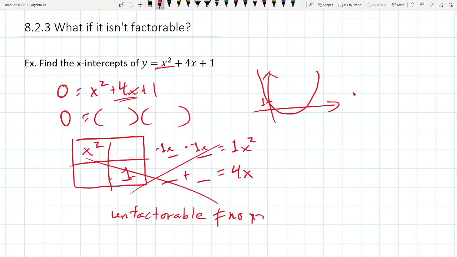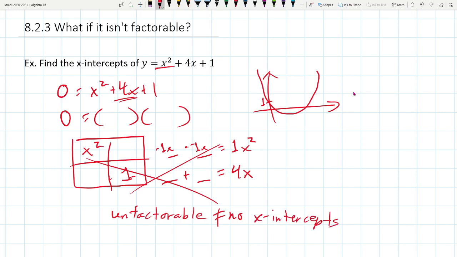So I do think that that is a reasonable assumption. We've been factoring it in order to find the x-intercepts for a long time now. And if that can't be done, then surely there must be no x-intercepts. But that's not actually the case.